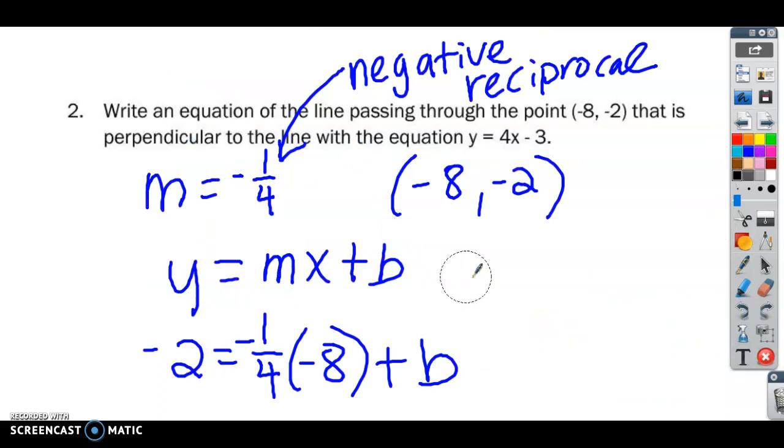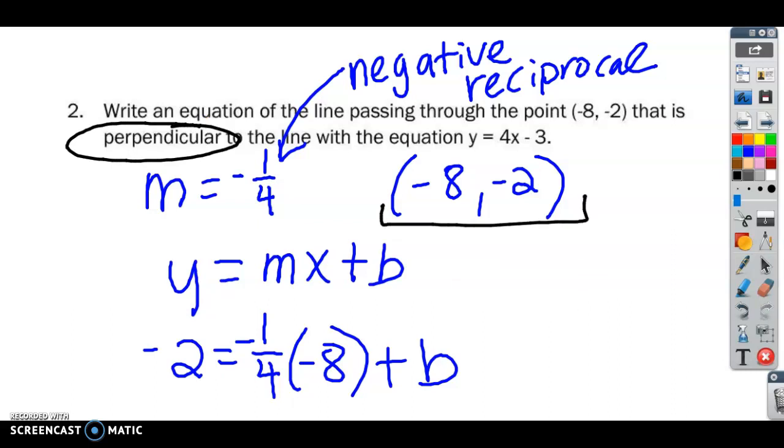And the last example is perpendicular. So we write down our ordered pair that we're given. We're going to use the negative reciprocal of 4. The negative reciprocal of 4 is negative 1/4. So that's the slope. So we plug those values in.